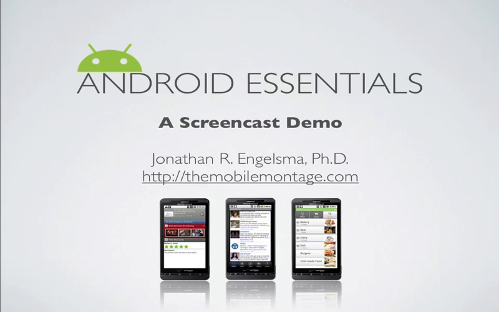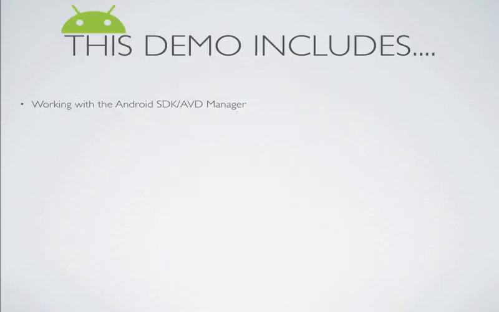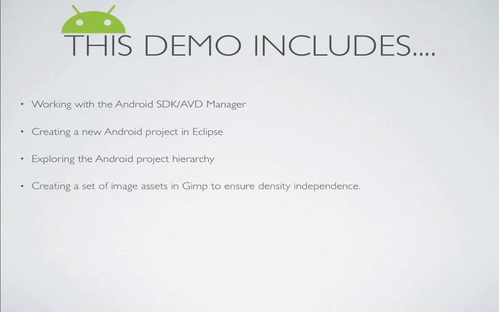In this demo, we're going to look at some Android essentials. We're going to first take a look at the Android SDK AVD Manager and create some virtual devices with specific characteristics that we want to test for. Then we're going to take a look at how to create a new Android project in Eclipse, and we're going to explore the various files that are in the project directory that the tools create for us.